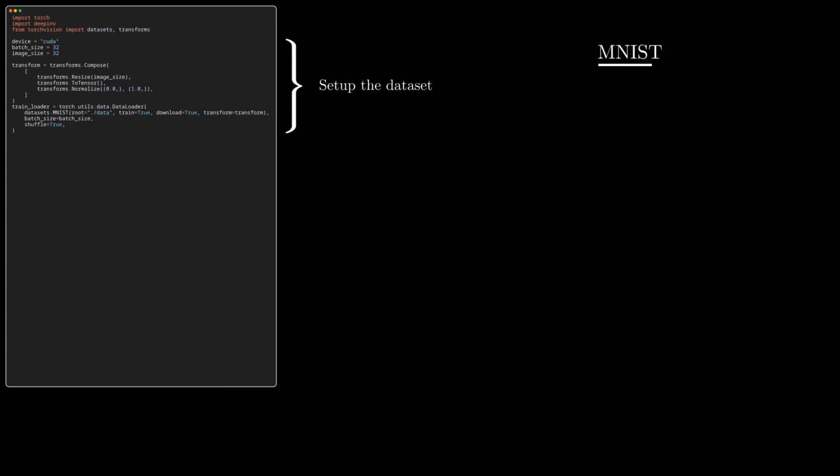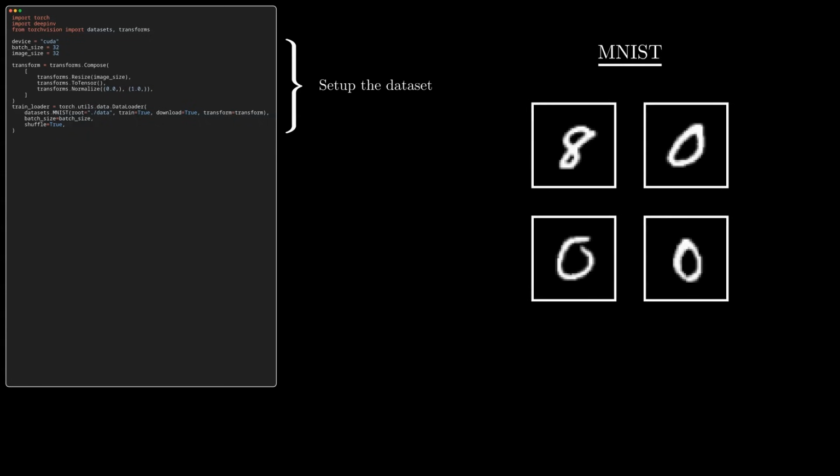We're using MNIST, a dataset of small grayscale images with handwritten digits. We'll use a batch size of 32 and resize each image to 32 by 32 pixels.